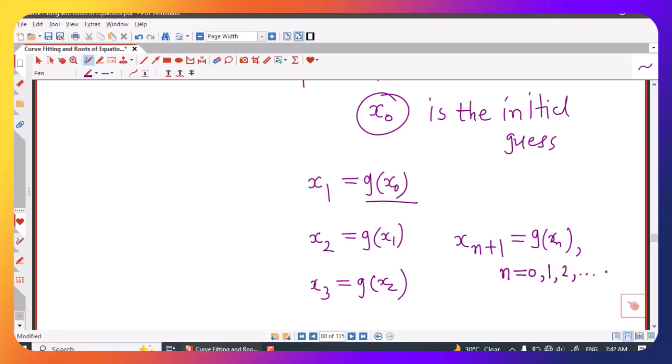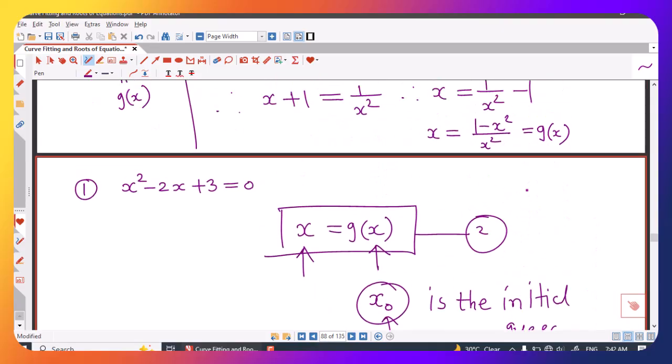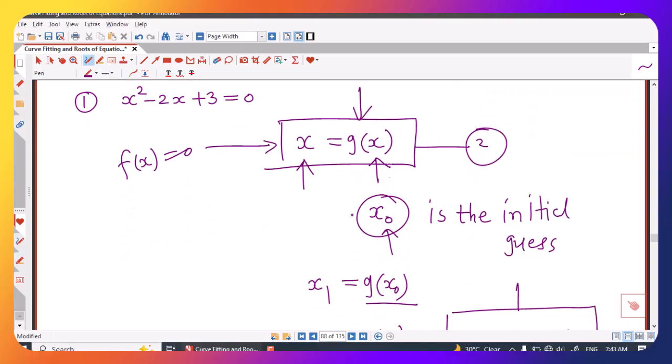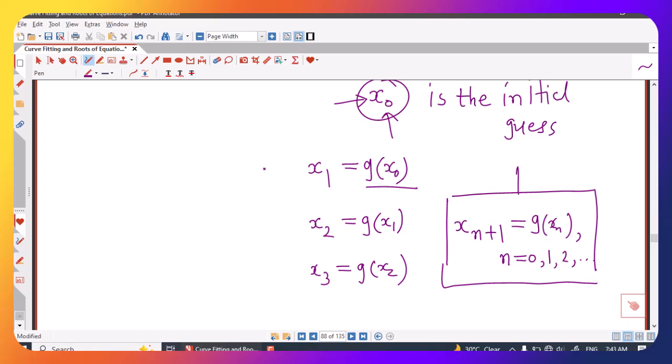For n equal to 0, we will have x0 that we will select as the initial guess or initial approximation to the root. So this is the idea of the method. First we rewrite our equation f(x) equal to 0 by rearranging in this form, and then we start with an assumption of initial guess and we obtain x1 by evaluating function g at x0. x2 is g evaluated at x1. So we are constructing a sequence of iterations given by x(n+1) equal to g of xn.